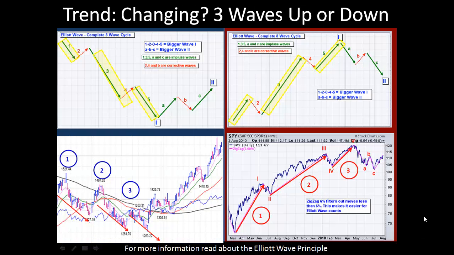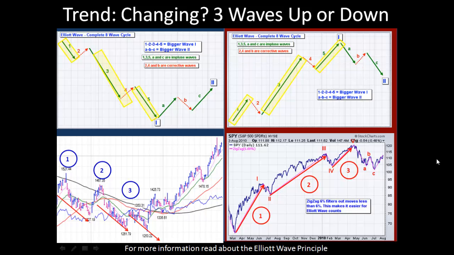I'm not going to go into a lot of detail here because Elliott wave theory is pretty complex and pretty dry and boring. But the gist of it is it's common to have 3 waves down or 3 waves up before you have a change in trend. So in this example, this is the NASDAQ. It had 3 waves down during a market correction, then the trend reversed. Here you have the S&P, 3 waves up in this uptrend, then it reverses into a correction.